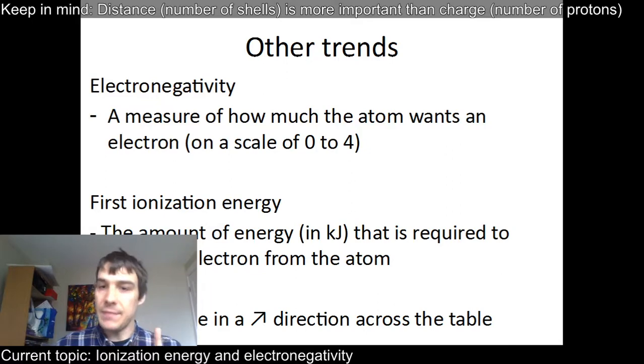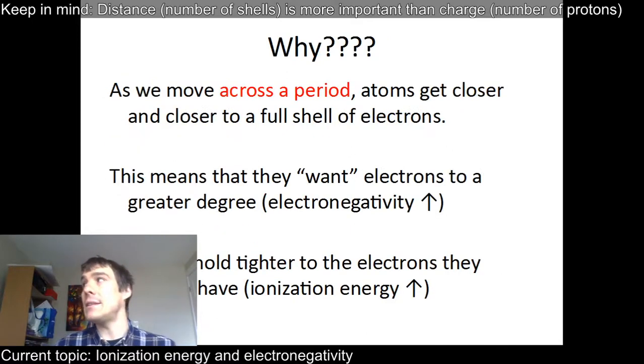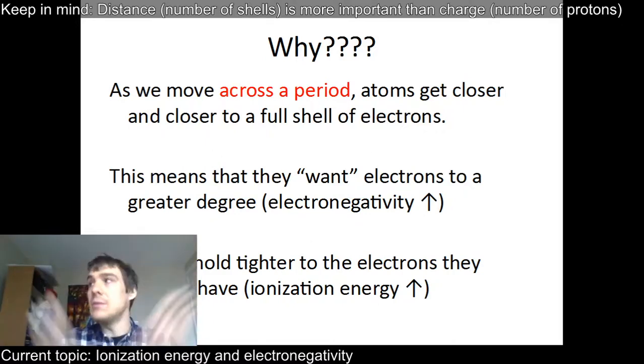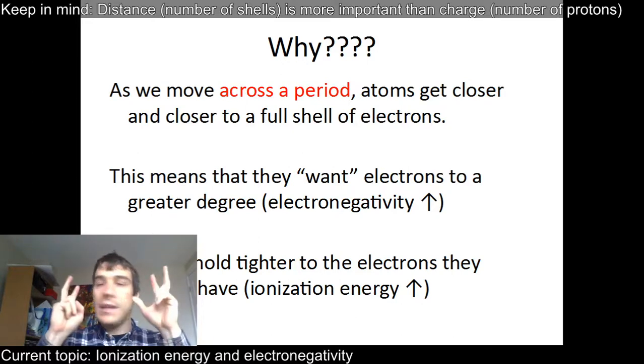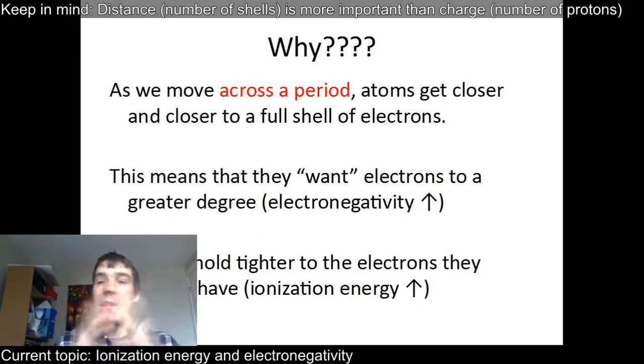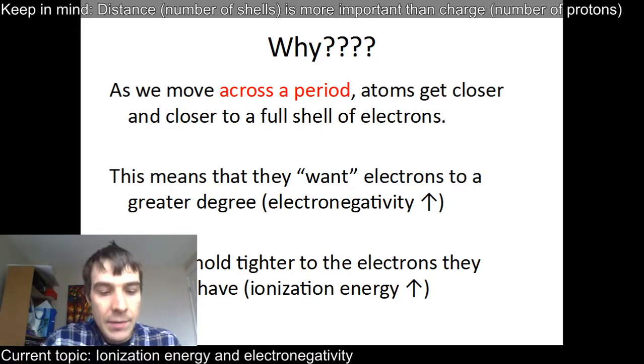But the curriculum doesn't just want you to know the trend. It wants you to be able to explain why it increases. Why does it increase moving from bottom left to top right? And guess what? That's down to effective nuclear charge. So move across a period. Remember, periods are the rows of the table. Atoms get closer to a full shell. They get a better pull, a better effective nuclear charge. Why do they get a better effective nuclear charge?